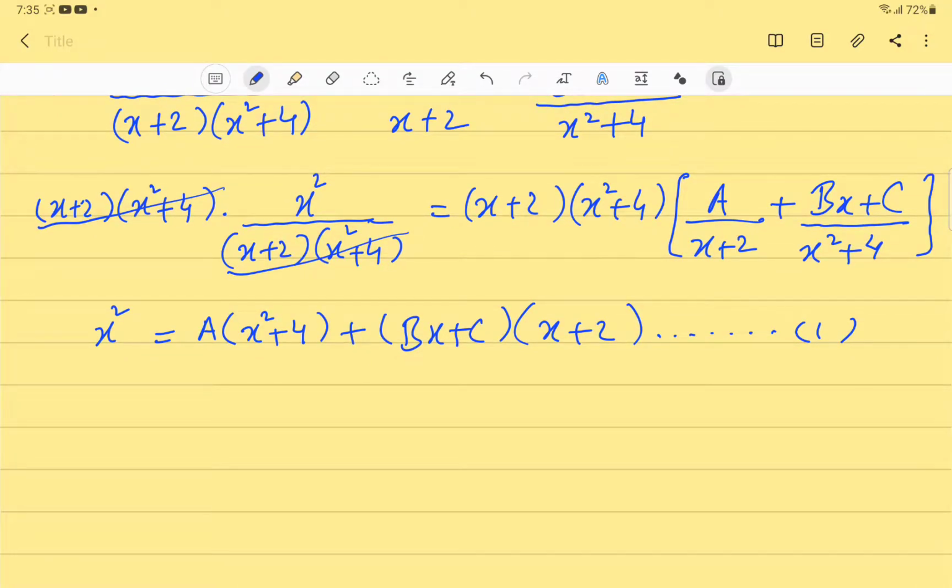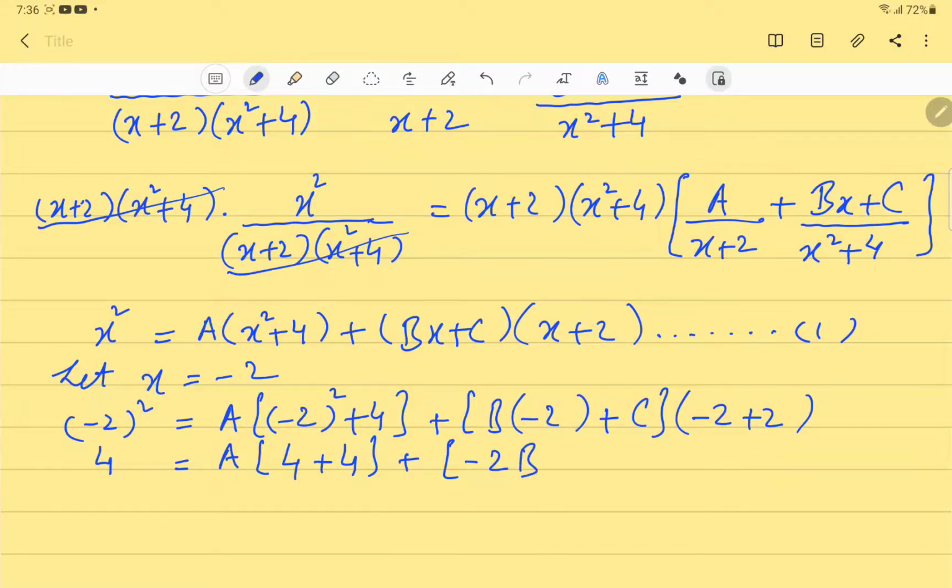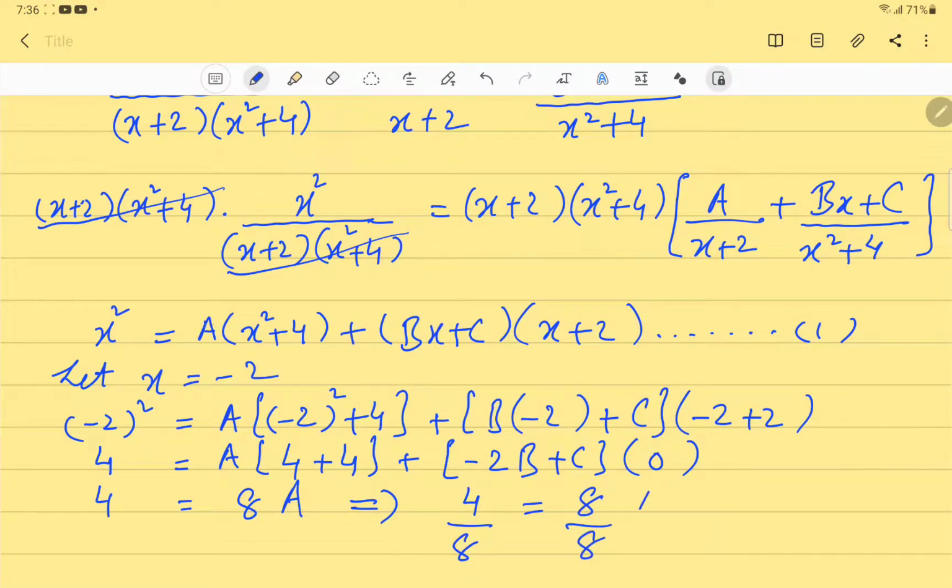Now we will assume the value of x equal to minus 2 to find out one of the constants. Those constants are a, b and c. So let x is equal to minus 2, and we'll place it in the equation. Minus 2 squared is equal to a into square of minus 2 plus 4 plus b into minus 2 plus c into minus 2 plus 2. Minus 2 squared is 4, so a into 4 plus 4 plus minus 2b plus c into 0. So we are left with 4 is equal to 8a. We divide both sides by 8. So our a is equal to 1 over 2.